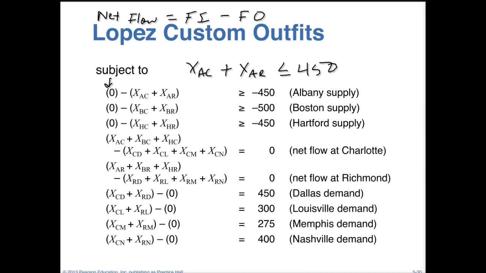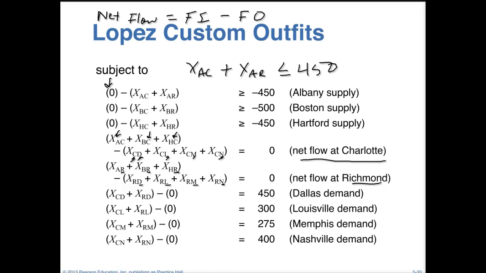Similarly for Boston and Hartford, these are pure supply nodes, so the zeros are there just to show that nothing's going in. For the net flow for Charlotte, we got everything coming in from Albany, Boston, and Hartford. But once all that's in, then all this stuff has to come out and go to Dallas, Louisville, Memphis, and Nashville. Same thing for Richmond. You got everything coming into Richmond, but after that we have everything going out, going to either Dallas, Louisville, Memphis, or Nashville.